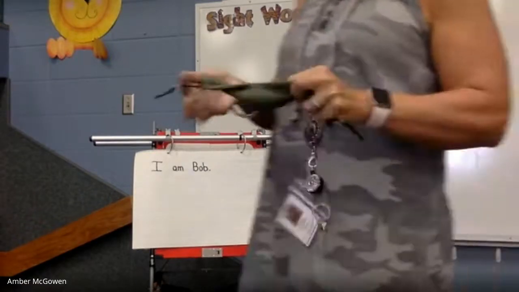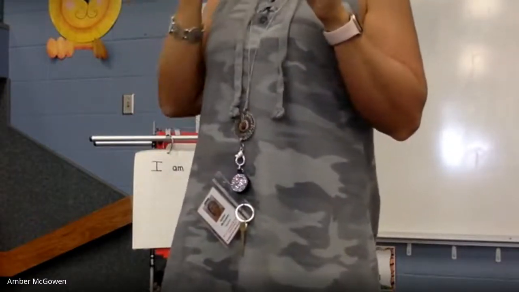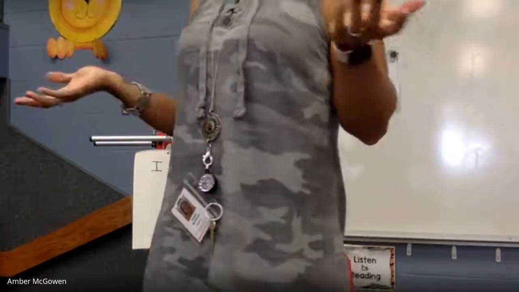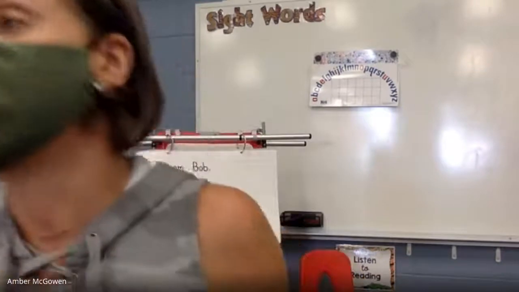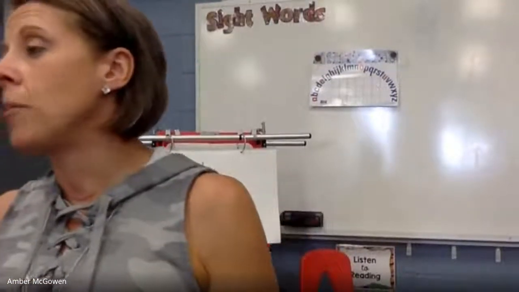They should have I am already on your paper. So all you should have to do is write your name on the line at the bottom and then draw a picture of yourself. You got to write your name down there. I'm going to draw myself. You just do the best you can. But write your name first. Remember, only capitalize the first letter in your name. So on that line at the bottom, write your name for me.